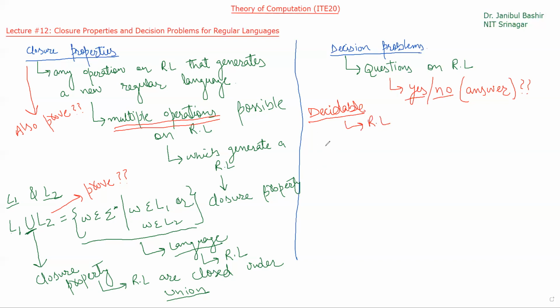For example, let's take an example. One decision problem is, let's say, if we have a regular language L, can we say is L empty?